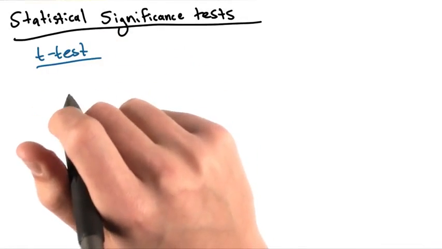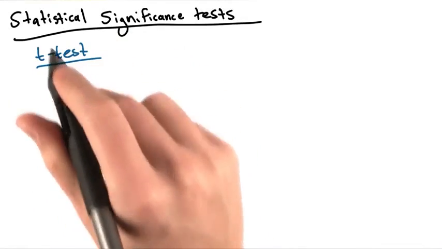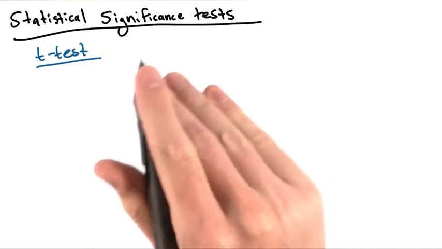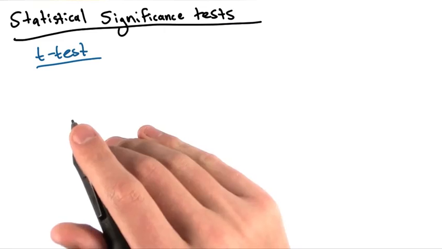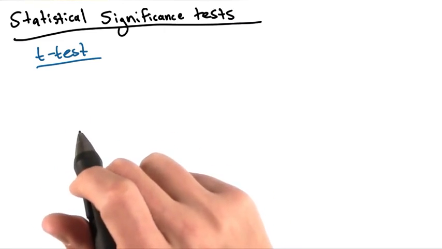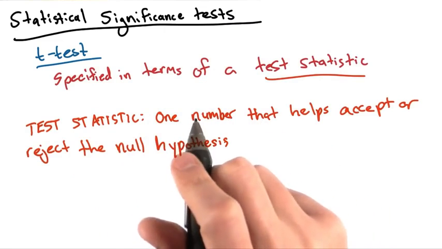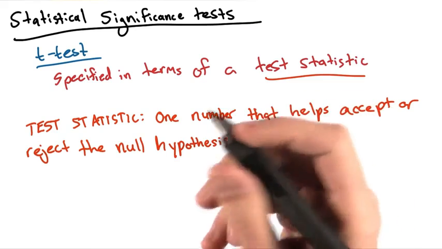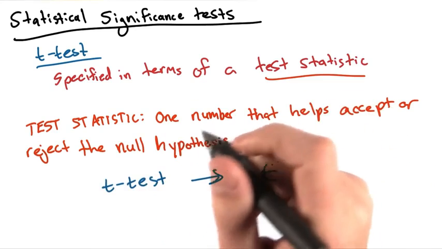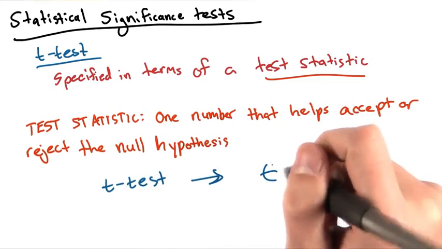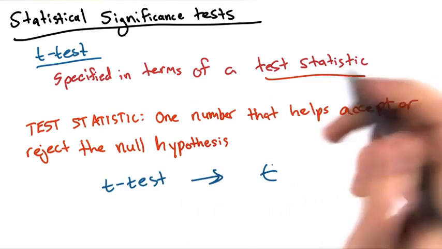A hypothesis test such as the t-test is usually specified in terms of a test statistic. The test statistic reduces your dataset to one number that helps to accept or reject the null hypothesis. When performing a t-test, we compute a test statistic called t. Depending on the value of the test statistic, t, we can determine whether or not our null hypothesis is true.